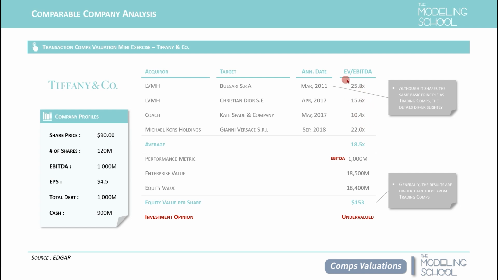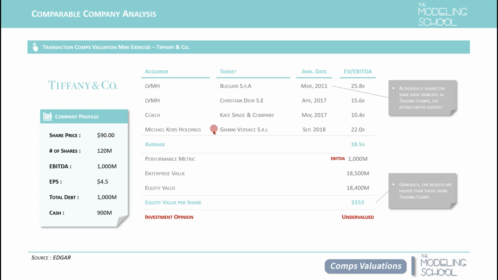We can see that on average, well, we only have 4 examples at this moment, but in actual practice, there will probably be more cases. But anyway, on average, we have an EV/EBITDA multiple of 18.5 times, and the rest is pretty much the same. We multiply Tiffany's current EBITDA to get enterprise value. We use the bridge formula to calculate equity value, so we are subtracting debt and then adding back cash. Then we divide it by the total number of outstanding shares, and we get a result of $153 per share in equity value. Again, we can say that the stock is undervalued as the current share price is $90.